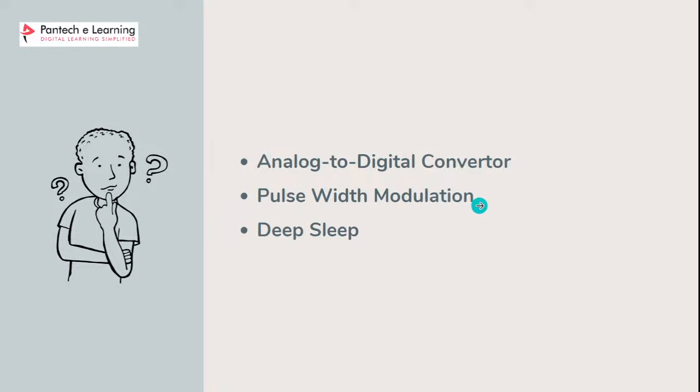The second one is pulse width modulation. It is a technique used to control the power delivered to electrical devices like motors or LEDs. In ESP8266, pulse width modulation can be implemented on any GPIO pin. The duty cycle of the pulse width modulation signal determines the amount of power delivered to the device.